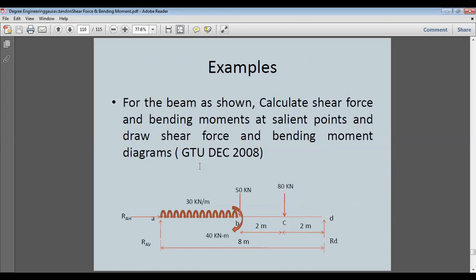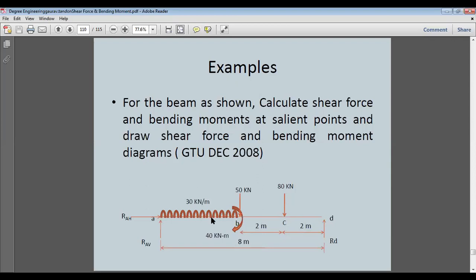Now we come to a problem where we have clubbed three types of loading. One is uniformly distributed load, another is point load, and the third is moment of a couple. We have a beam AB of 8-meter span, with 2 meter and 2 meter uniformly distributed loading and point loading, 2 meter, 2 meter.